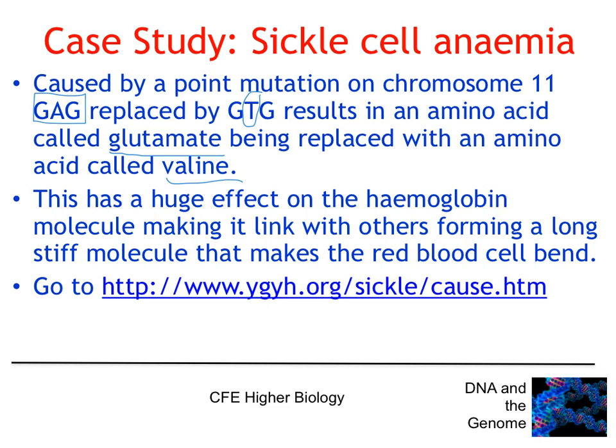Now you don't need to know this information here, it's just to give you a real life example of what happens. Because of that substitution it has a vast effect on the haemoglobin molecule, and it makes the haemoglobin link with other molecules, and that makes a very stiff molecule, and that makes the red blood cell bend, hence the reason why it's called sickle cell, because it changes into a sort of sickle cell shape. And that can have very, very serious consequences to the individual, depending on whether they've inherited both of these mutations.